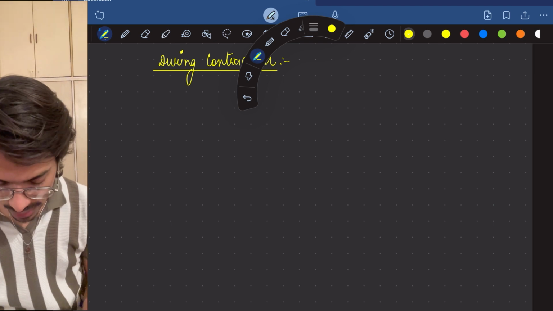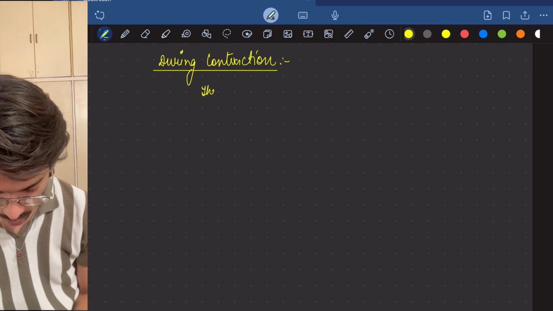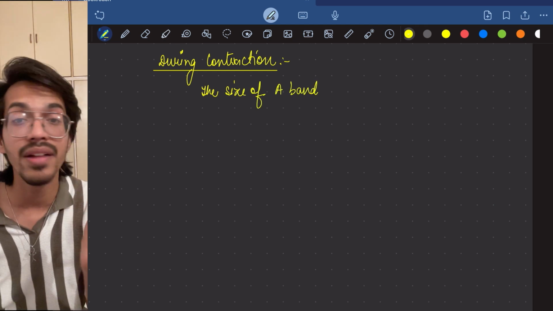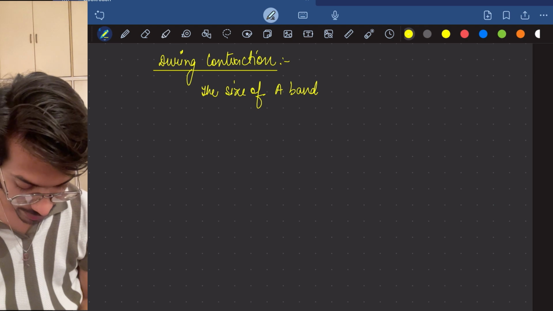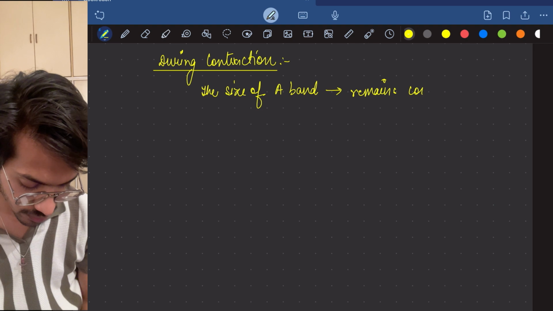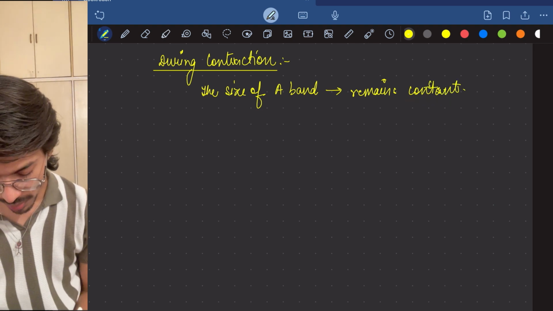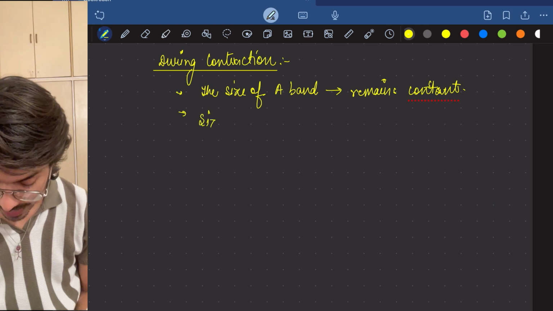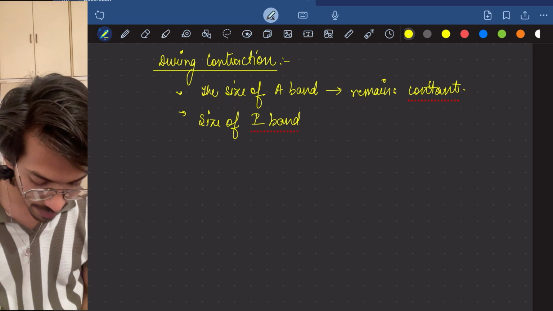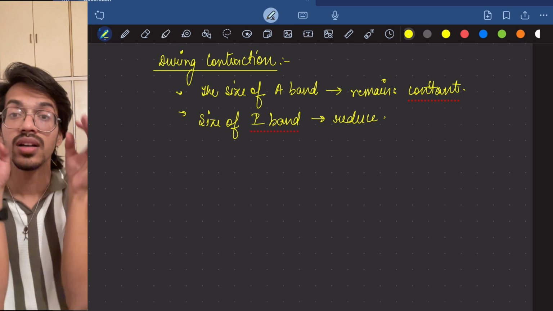When the contraction occurs, the size of A band remains constant, meaning A band will never become shorter. Then what about the size of I band? I band size becomes shorter. So I band reduces in size. Then there is the H zone.